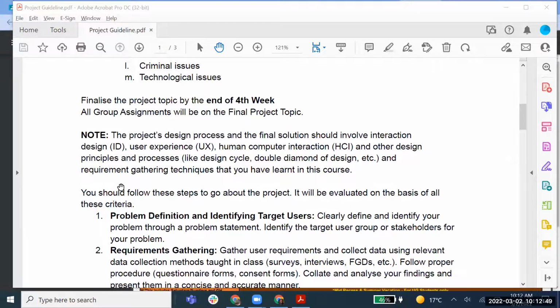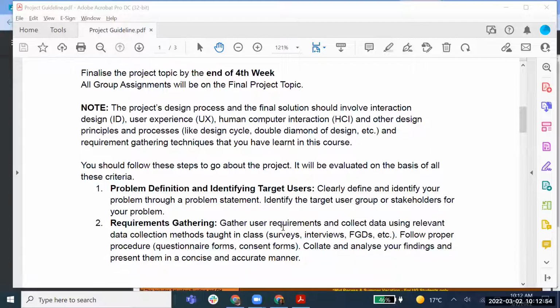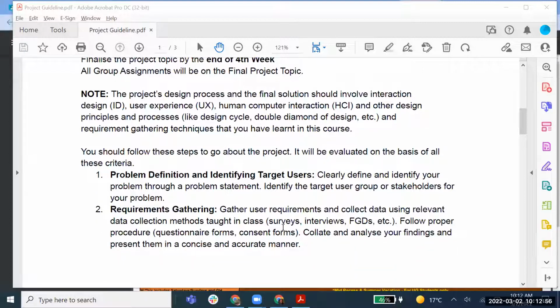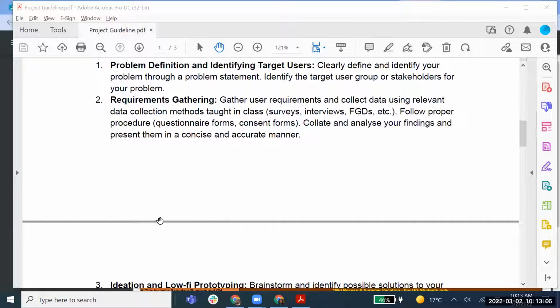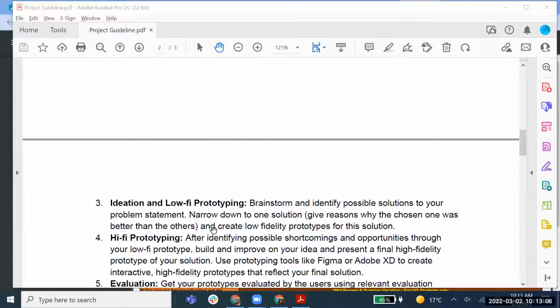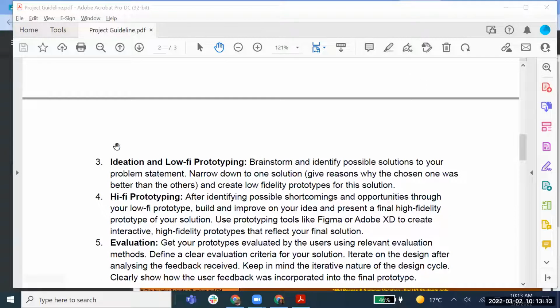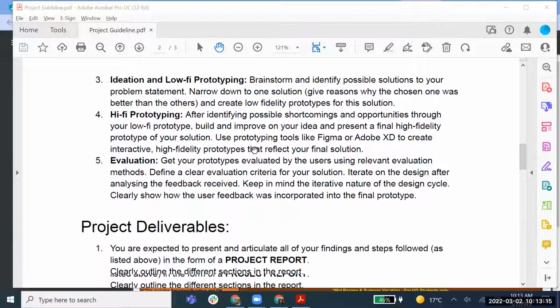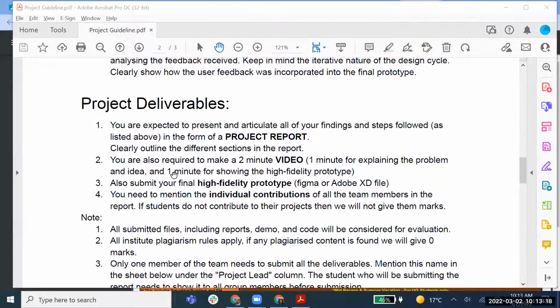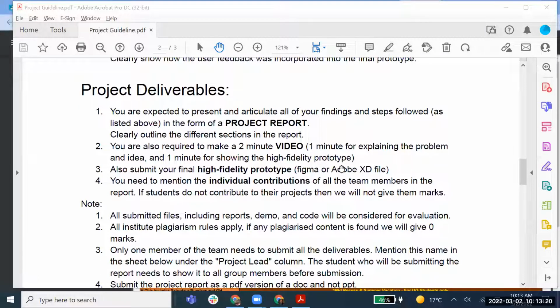Okay, so you should follow these steps to go about the project, and it will be evaluated based on these criteria. So first, problem definition and identifying target users, requirement gathering, ideation and low-fi prototype, high-fi prototype, evaluation, and so on. The project deliverable will be a report, and lastly, a 2-minute video, and the high fidelity prototype, like a Figma or Adobe XD file that you can create.